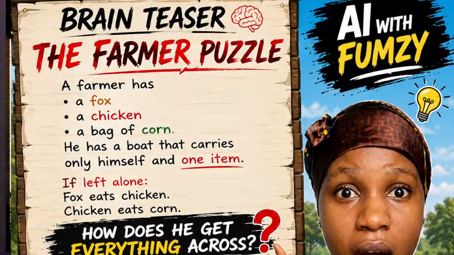So tell me in the comments, who will you suggest should go first, or which of these items should go first with the farmer? Is it the fox, is it the corn, bag of corn, or the chicken? Any of them, drop it in the comment section. Which one do you think should go first with the farmer in the boat?